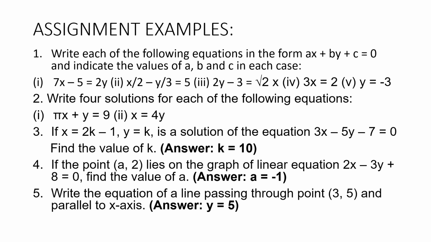Fifth one, write the equation of a line passing through the point (3, 5) and parallel to the x-axis. We have seen that parallel to the x-axis means your equation will be of the form y = a. So over here y = 5 will be the required equation.